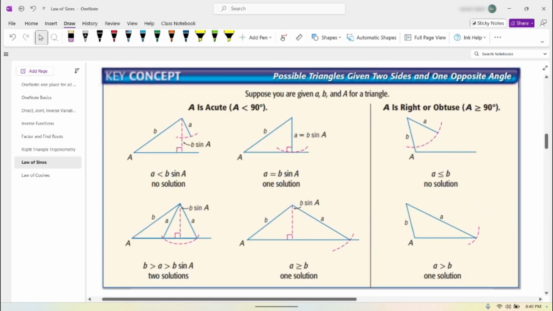But then this is where we get interesting here. This is where we have more than one solution, or no solution, or one solution. So there are three things happening here. This concept is for triangles given two sides and an opposite angle. So suppose we are given A, B, and A.